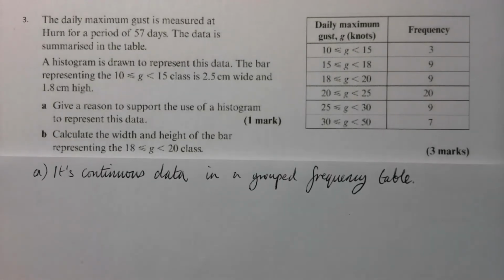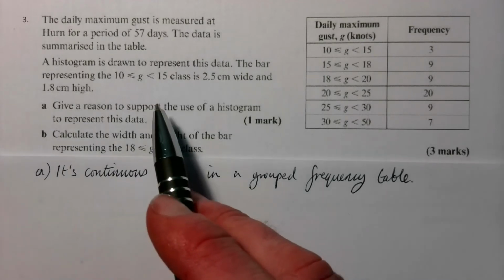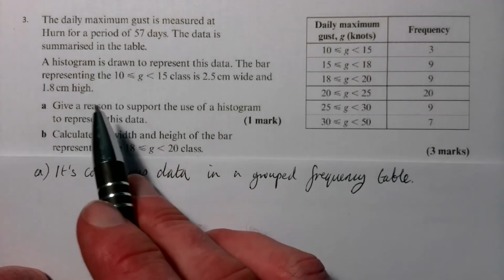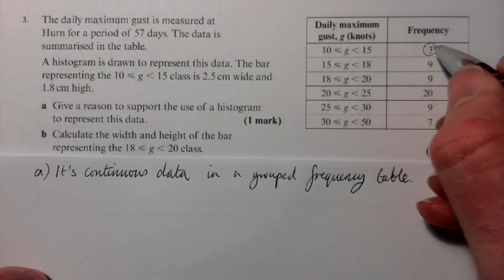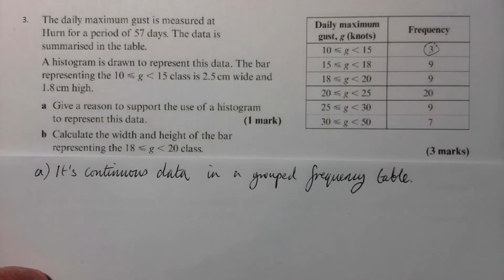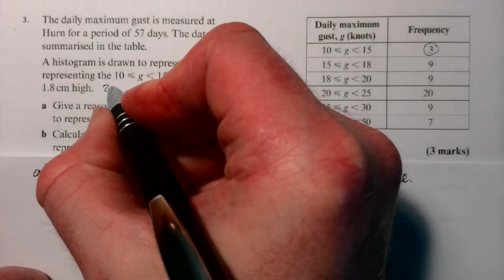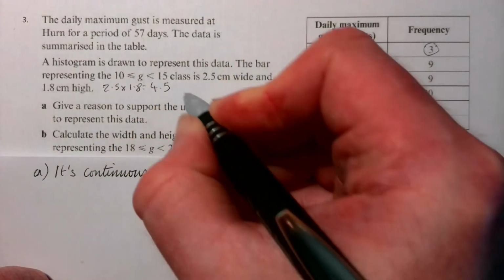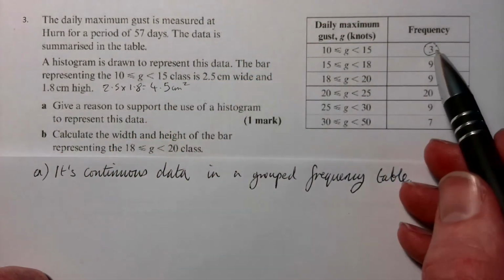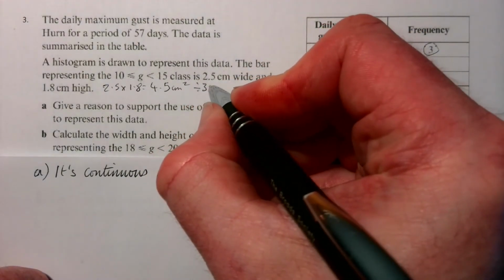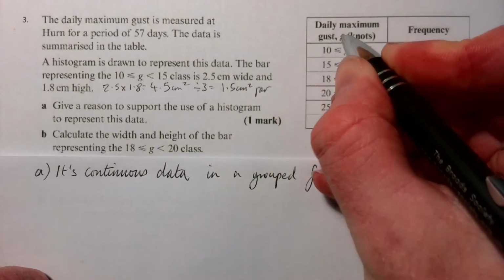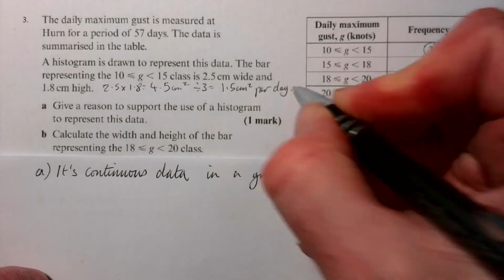Next up, calculating the width and height of the bar. Well, this one here is 2.5 centimeters wide and 1.8 centimeters high. We know the frequency is 3 for that bar, and that the frequency is represented by the area of the bar. So the first thing to do would be to say 2.5 times 1.8 equals 4.5 centimeters squared. Now if that's representing 3, divide by 3 equals 1.5 centimeters squared per, it's one bit of information for each day, isn't it? So if we call that per day.